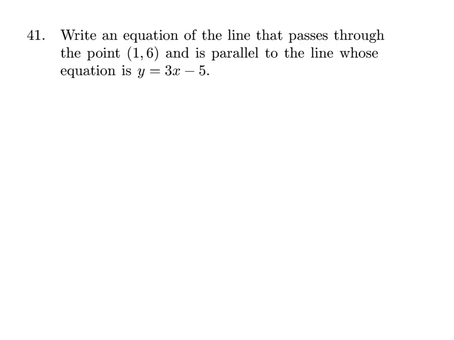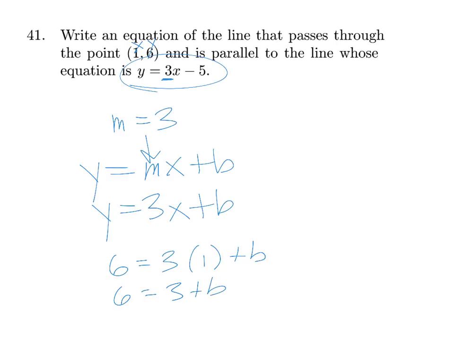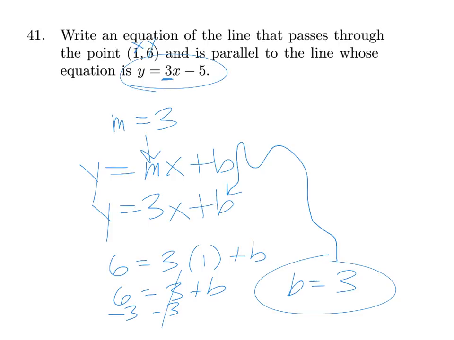All right, write an equation of a line that passes through the point and is parallel to the line whose equation is this. All right, the lines are parallel, so they have the same slope. So I have y equals mx plus b. Plug in that slope. All right, then I have my x and y value here to figure out my b. So 3 times 1 plus b, 6 equals 3 plus b, subtract 3, and b is equal to 3. Take this and I plug it in. So y is equal to 3x plus 3. Done.